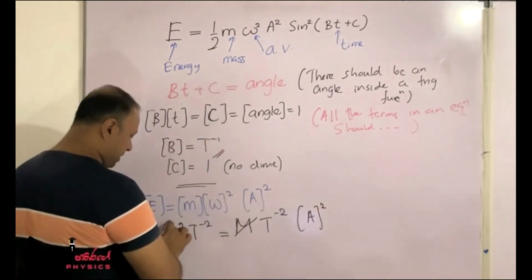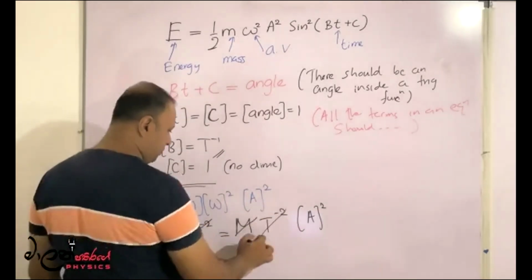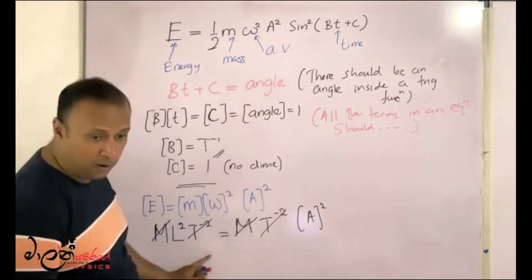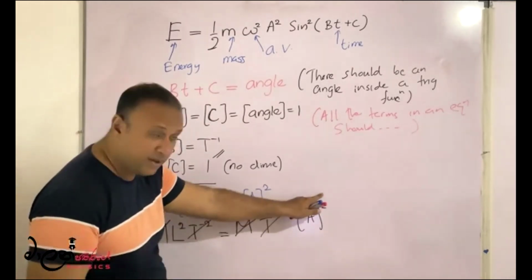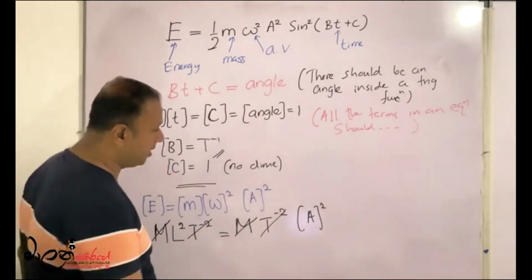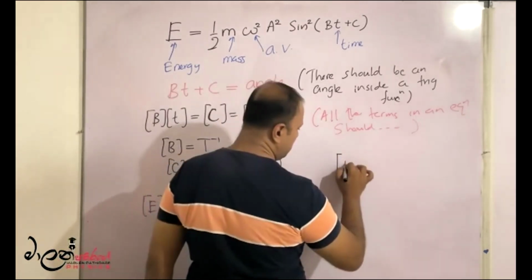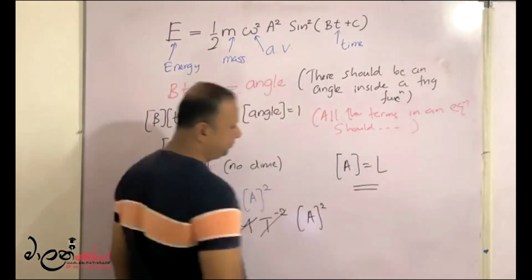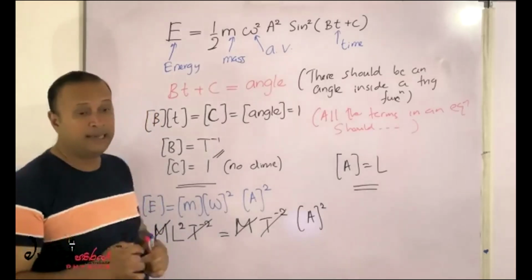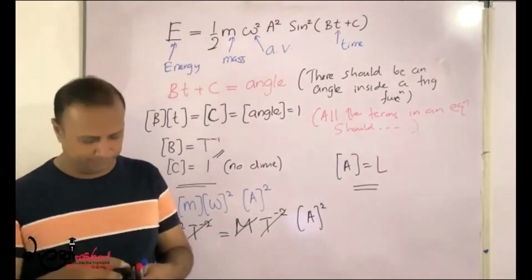Therefore, M will be cancelled out, T minus 2 will be cancelled out. Therefore, dimension of a squared is equal to L squared. So the dimension of A is equal to L.